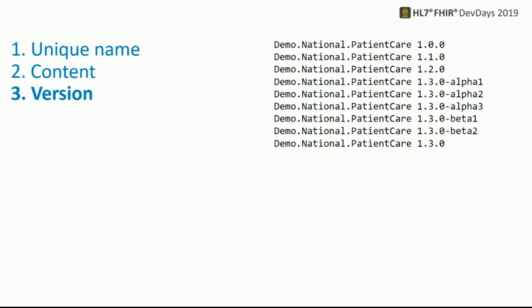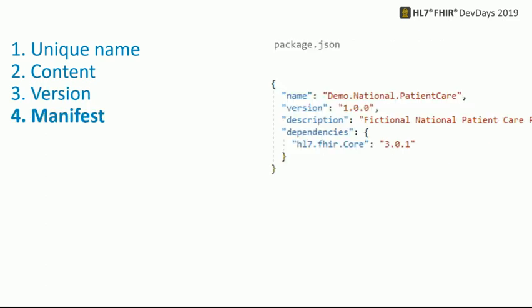So there's a package, demo, national patient care, and here's a set of possible versions that could exist on a package registry server. Inside there's one very important thing that always has to be there, and that is the manifest. It's a file called package.json, and it describes the package and its contents, and most importantly, the references. So here you see a dependency to HL7 FHIR core, and that means that if I build a package, whatever content it has, it also draws in HL7 FHIR core. So it basically draws in another package that becomes part of your scope, part of your use case.